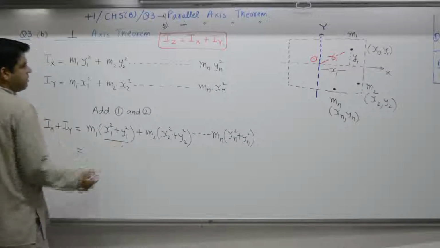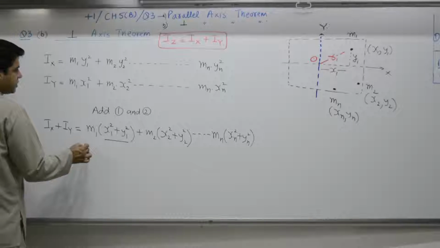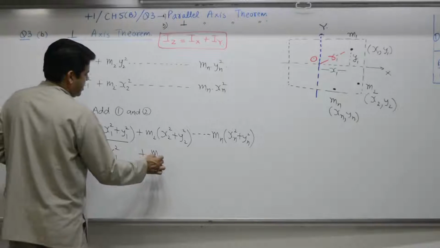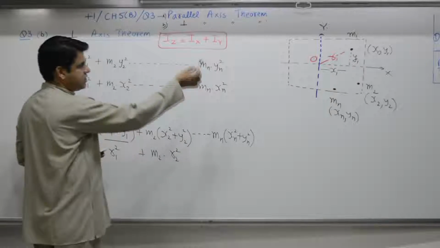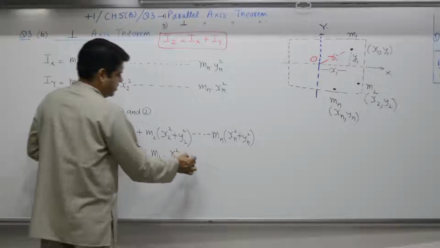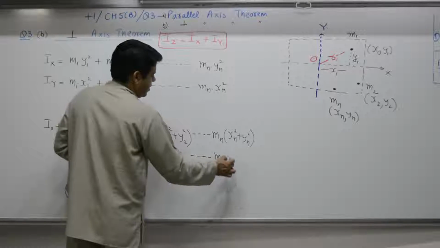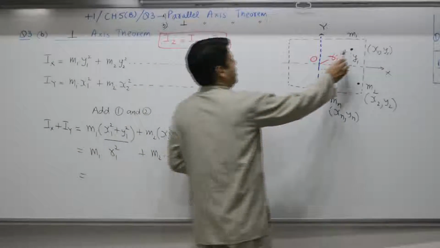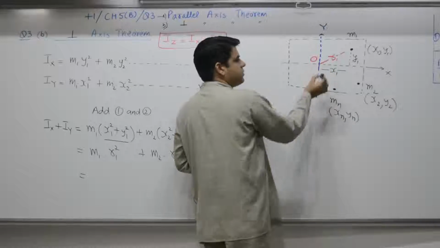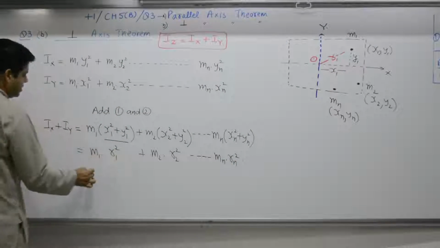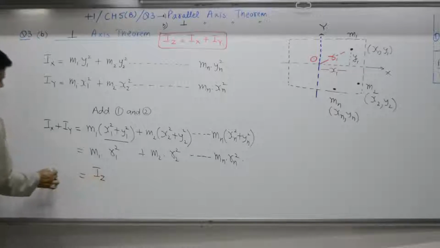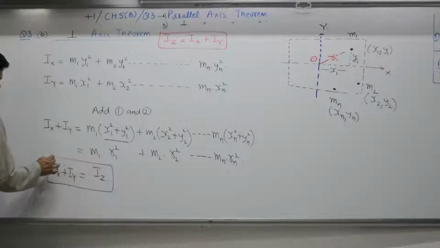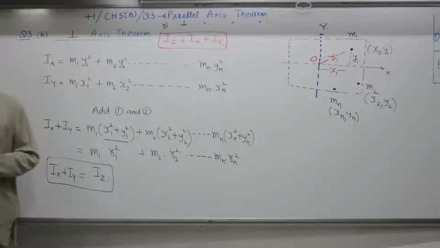x1 square plus y1 square is equal to what? r1 square, so m1 r1 square, m2 r2 square. No doubt r2 is not marked here, but you can work out mn rn square. This is m1 r1 square, the perpendicular distance from the z axis. So all these particles taken together it is Iz. So Ix plus Iy is equal to what? Iz.